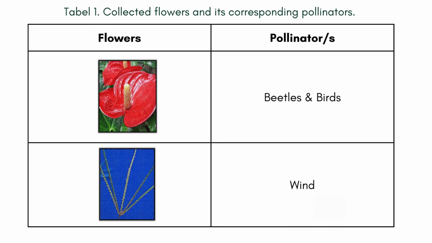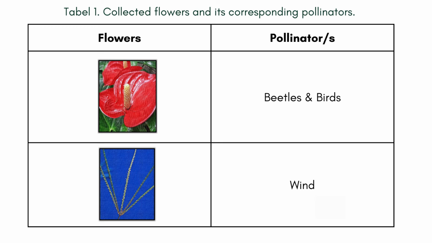First is the Anthurium species, and the first pollinator of this plant species is the beetles. This is because Anthurium have large, bowl-like shaped flower and has ample pollen in it. Birds are also attracted to the Anthurium since its flower is scarlet in color. Also, it does not have any odor.